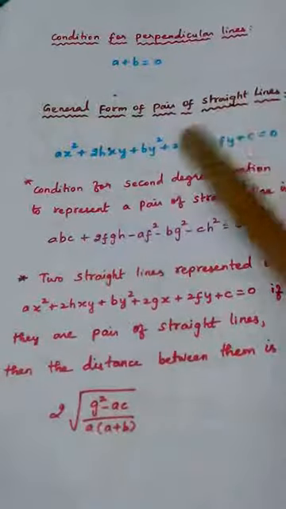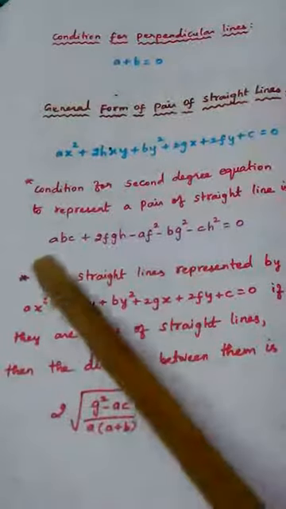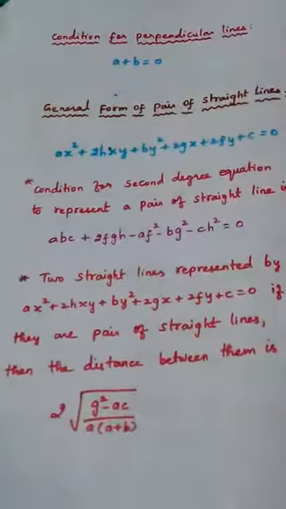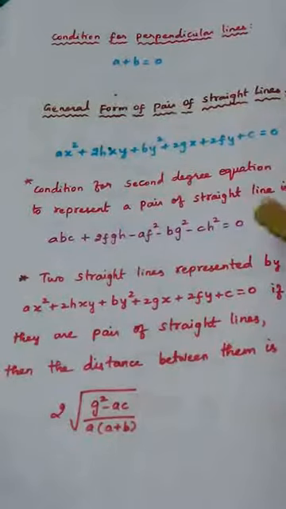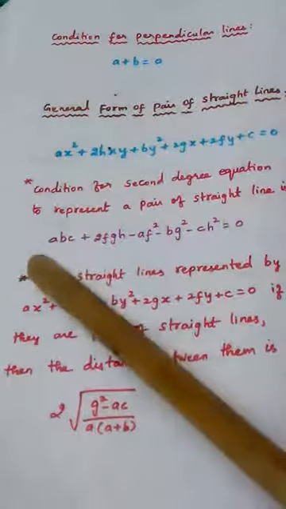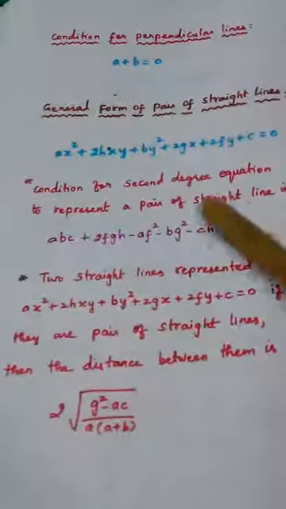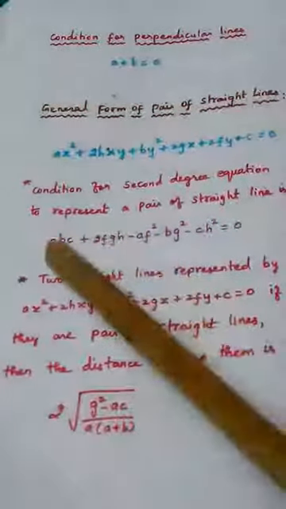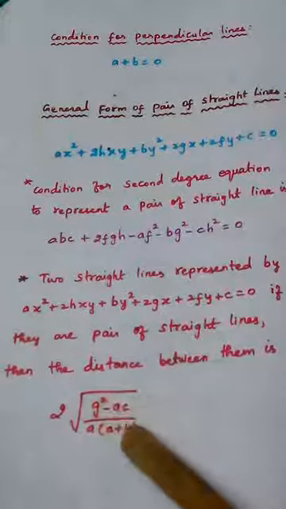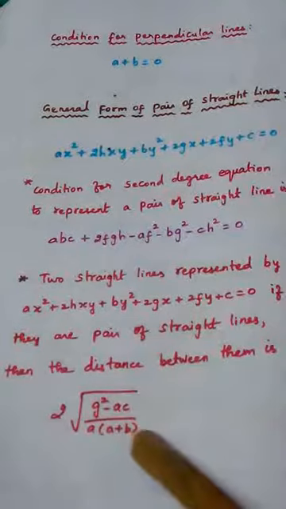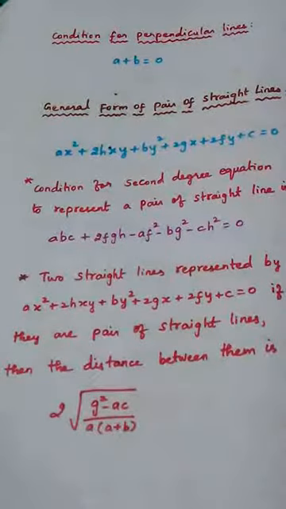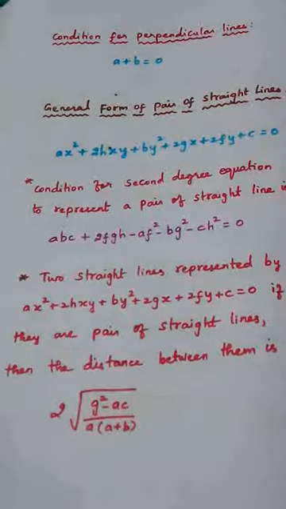So from this we can find out the distance, as well as we can check whether it is a pair of straight lines or not. So it is important to learn the formulas which were given to you. This is the formula for the condition for a second degree equation to represent a pair of straight lines. This is the formula to calculate the distance between the lines. Now with all these concepts we will see a few problems.